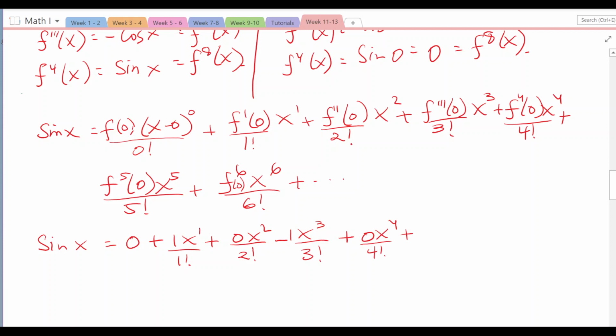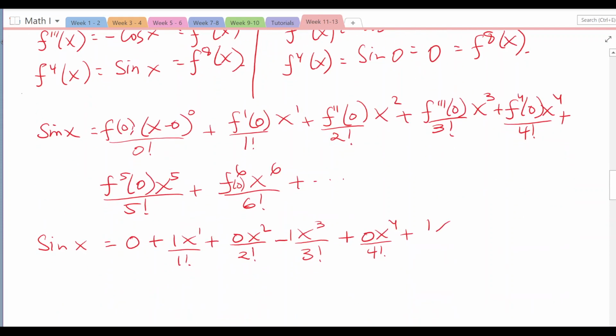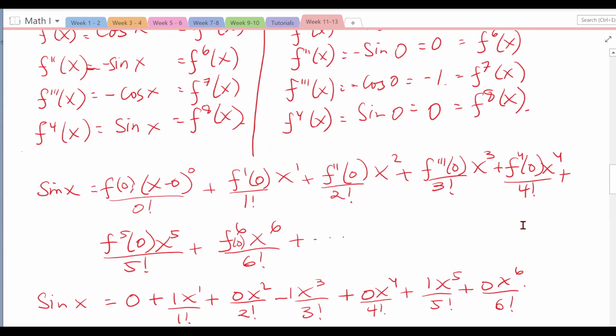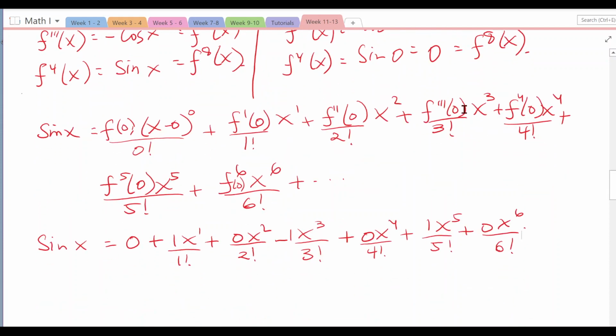And then the next one is 5. As you can see, the fifth derivative is positive 1, x to the power of 5 over 5 factorial, and then the next one after 5 is 0. So this is 0, x to the 6 over 6 factorial, and then the next one, 7, is negative 1, negative 1 x to the 7 over 7 factorial, plus dot dot dot.